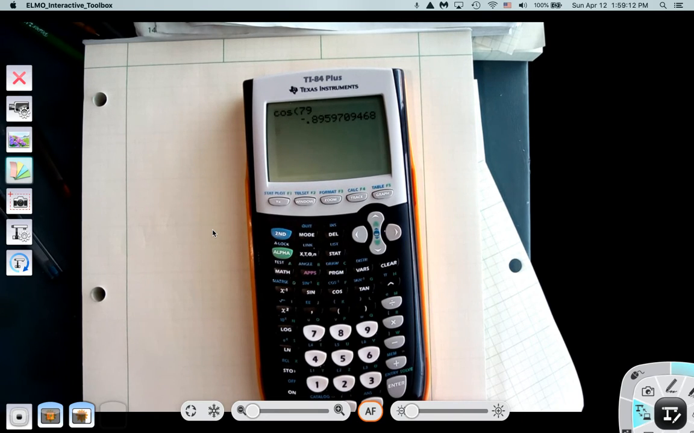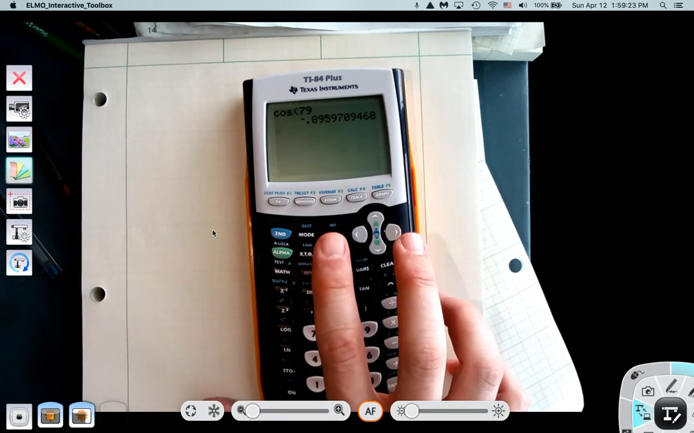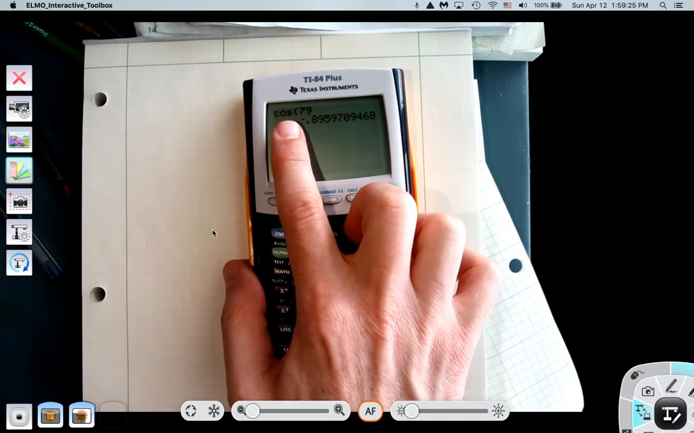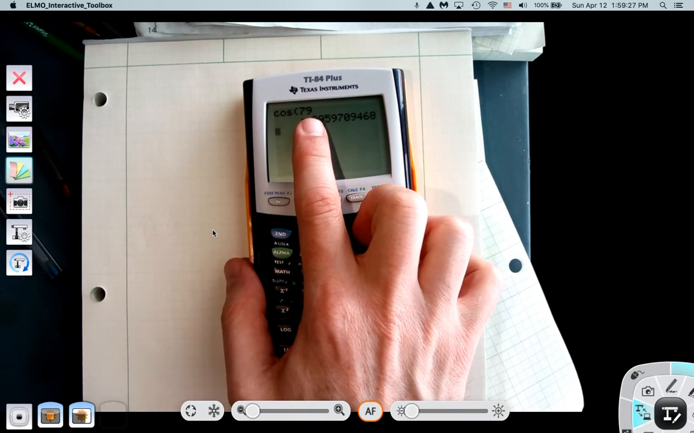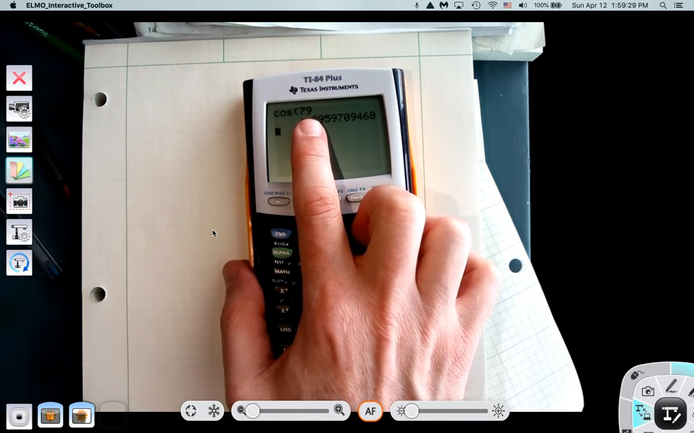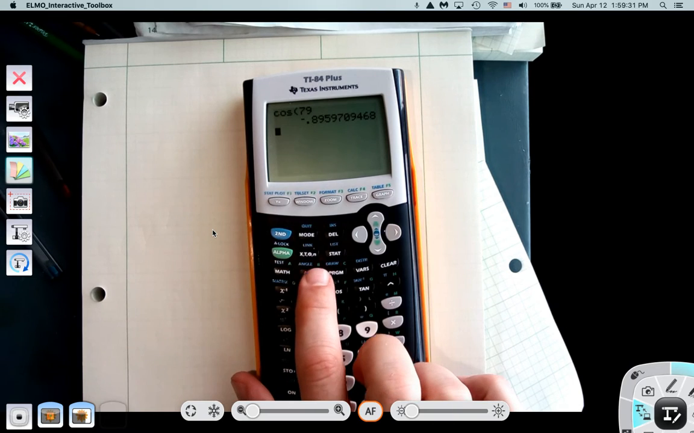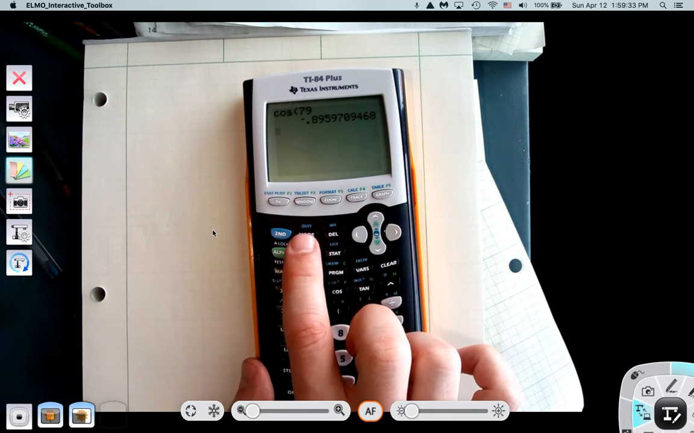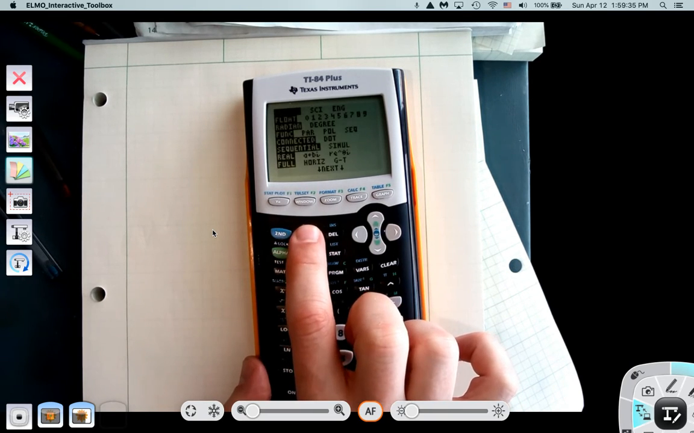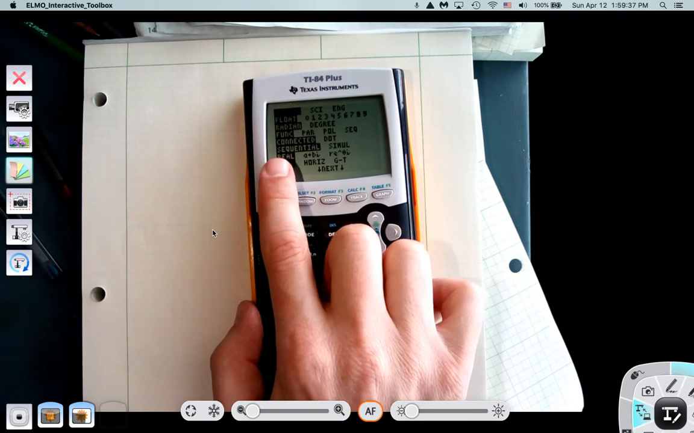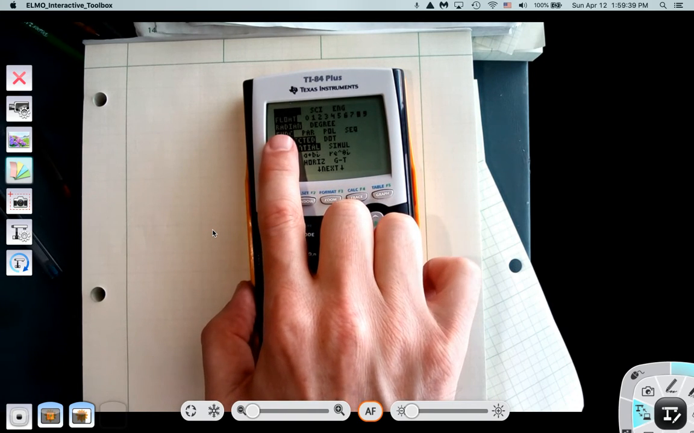Now, when you take cosine of angles, you can have negative measures, but the problem here is I know I've made a mistake, and the reason is I did not take the cosine of 79 degrees. If I come here and hit this mode button, I will notice that, and it's kind of hard to read, but I'm in radians.